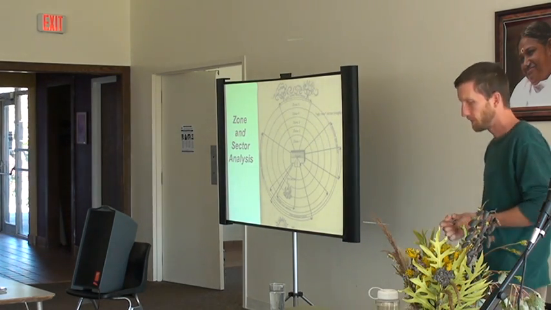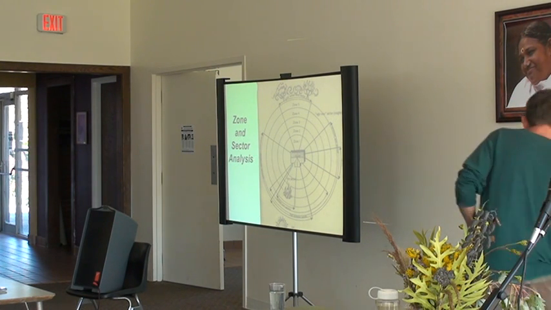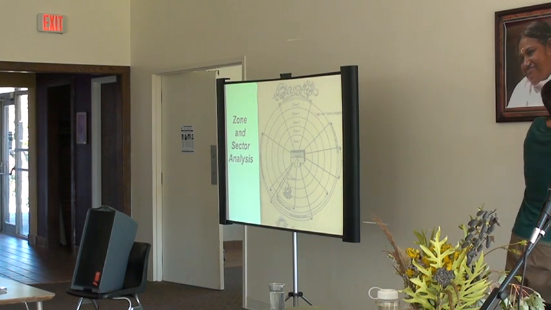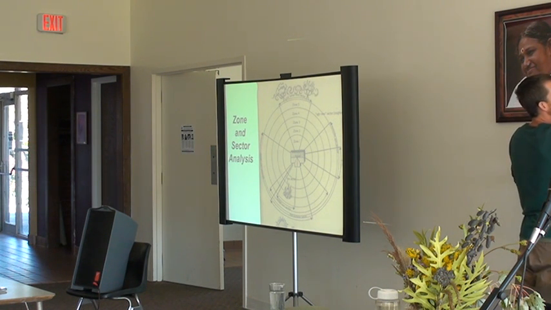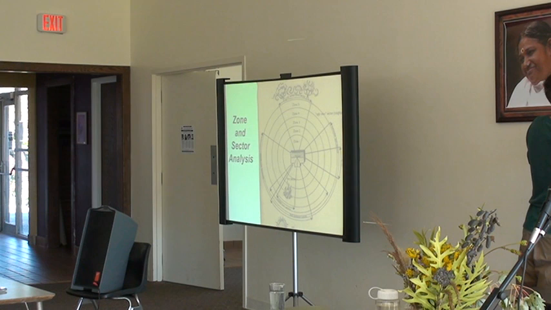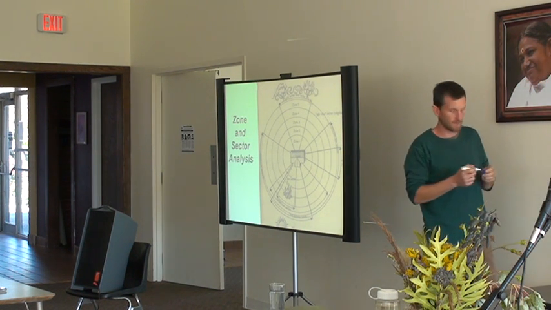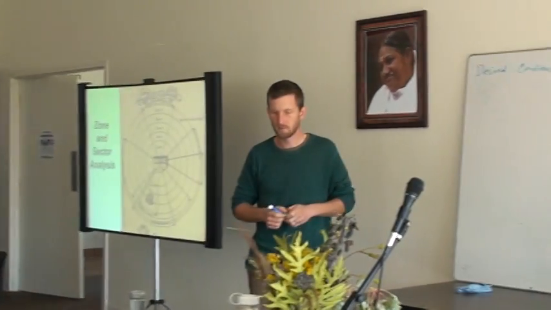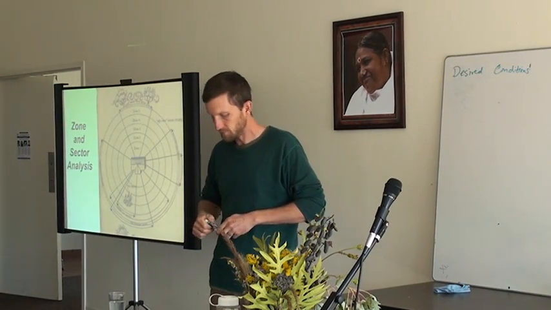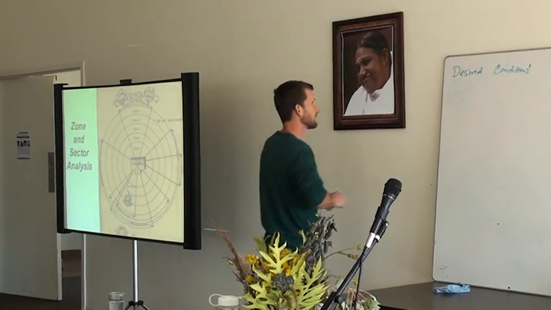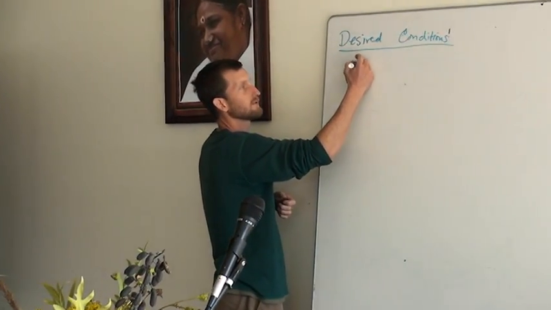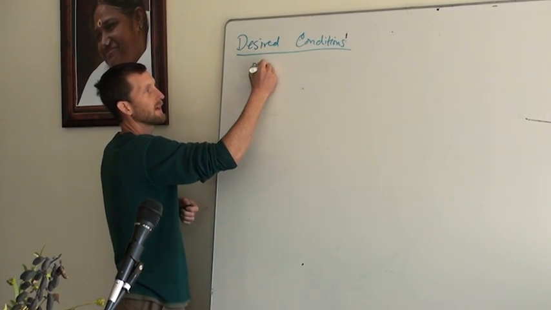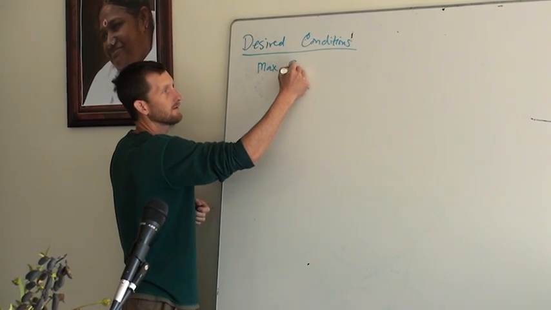And so what we want to achieve is the desired conditions. Let's just call them the desired conditions. And the desired conditions are things that will make sure that our system is functioning well. So this includes maximum ecosystem health.